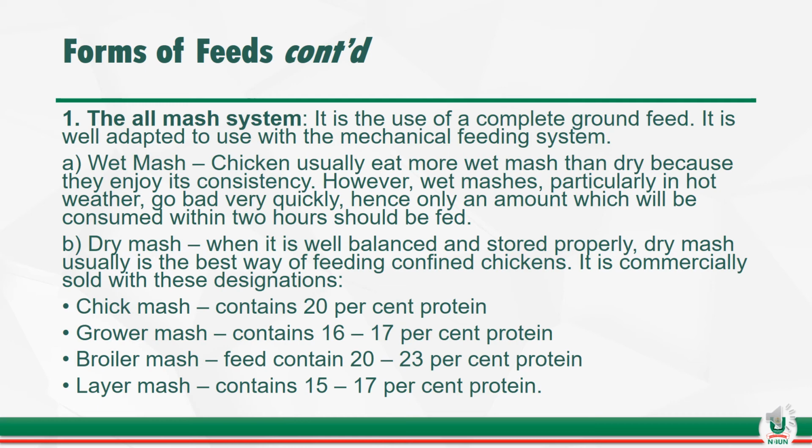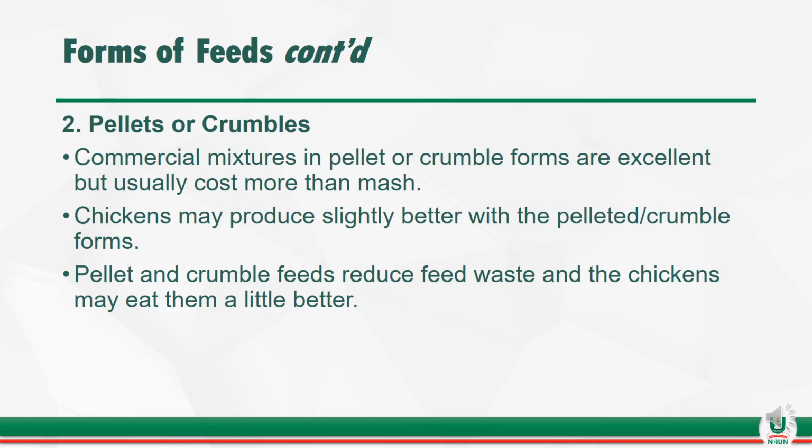The second type of all mash system is the dry mash. When it is well balanced and stored properly, dry mash usually is the best way of feeding confined chickens. It is commercially sold with these designations: chick mash, which contains 20% protein; grower mash, which contains 16 to 17% protein; broiler mash, which contains 20 to 23% protein; and layer mash, which contains 15 to 17% protein.